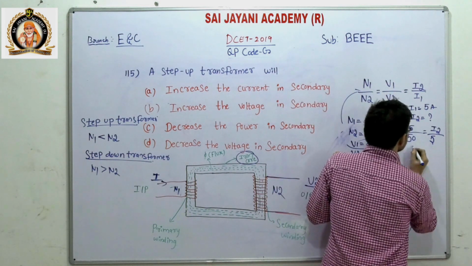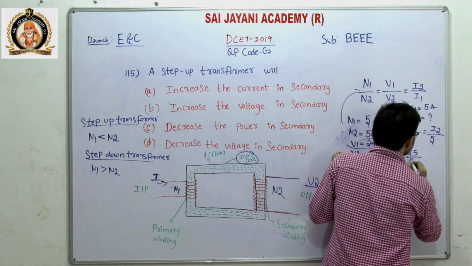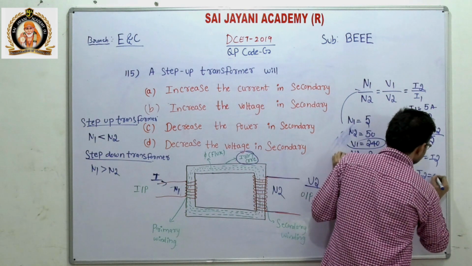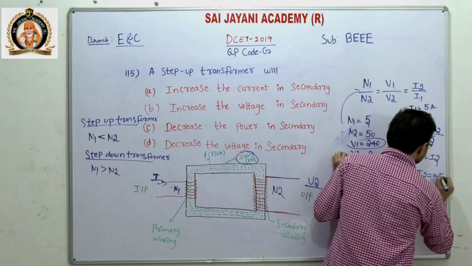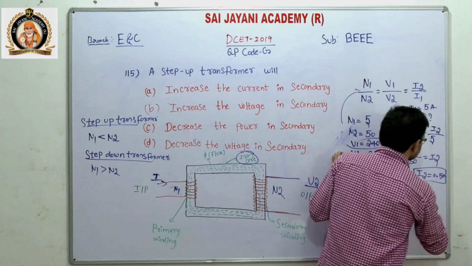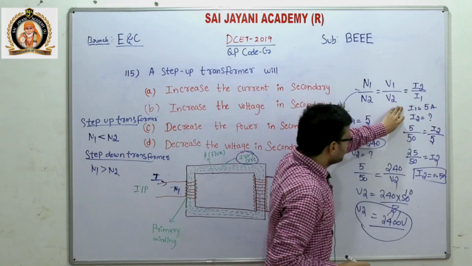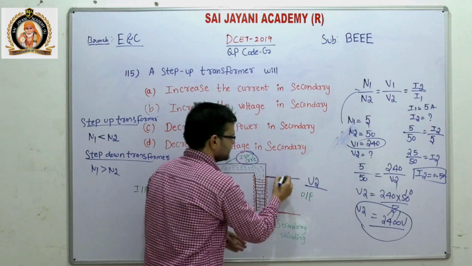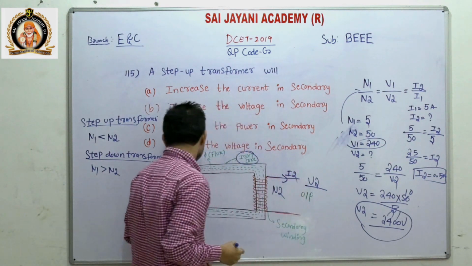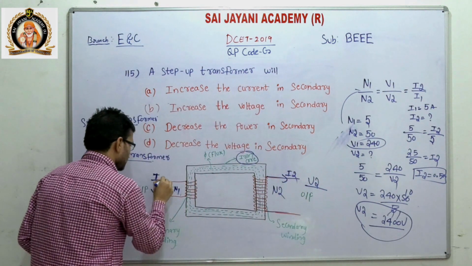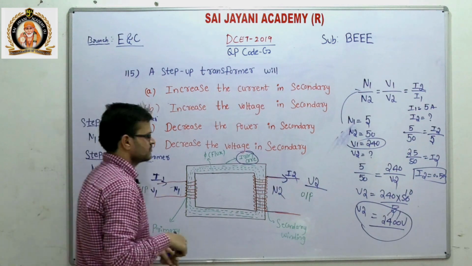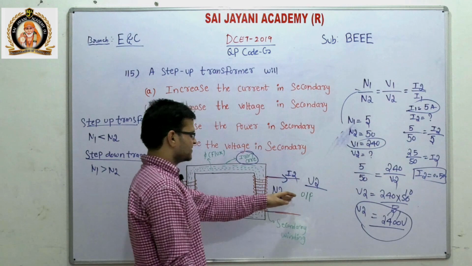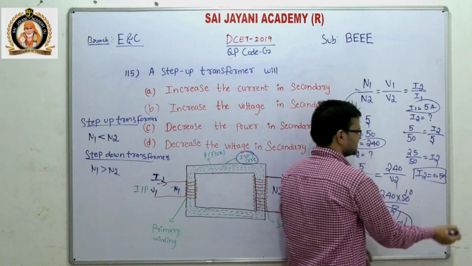What happens is 5 5s are 25 divided by 50 is equal to I2. So we are getting I2 as 1 by 2, and 1 by 2 is nothing but 0.5 ampere. We are supplying input current of 5 ampere, but at the output side this is I2, this is I1 and this is V1. We are giving a current of 5 ampere, but at the output side we are getting 0.5 ampere.